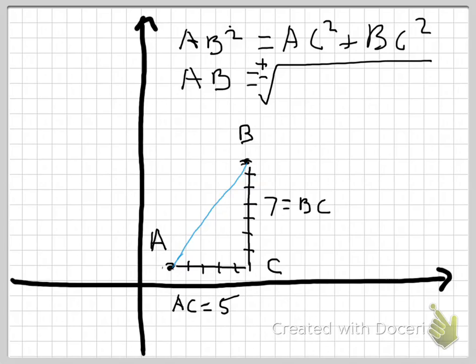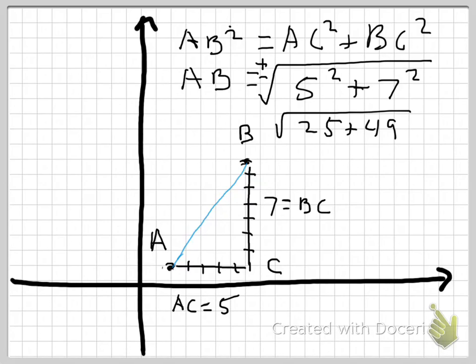And we know AC is 5. And we know BC is 7. So we're going to get the square root of 25 plus 49. And that is going to be the square root of 74, I believe. The square root of 74.